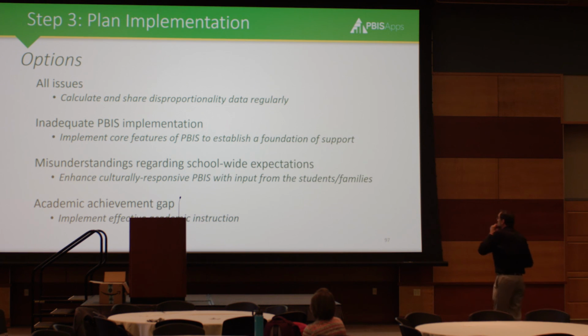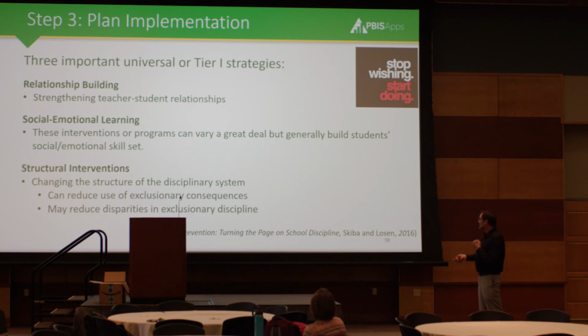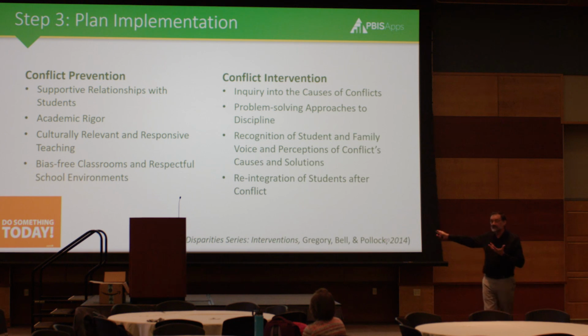And some things we can do around that. I did skip one. Went the wrong way. And another one in that discipline disparities series, interventions. Ann Gregory and her group wrote, here's things we can do to prevent it, and here's things we can do to intervene. Look at the first thing she has in prevention. Build supportive relationships with our students. Improve the relationship our teachers have with the students.